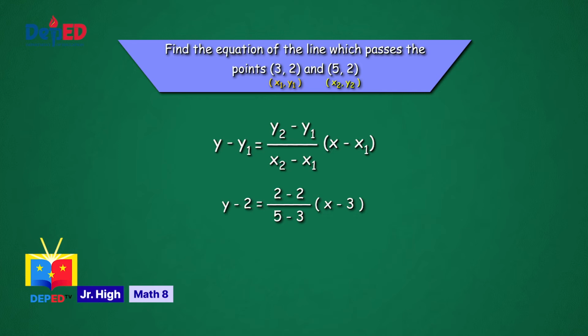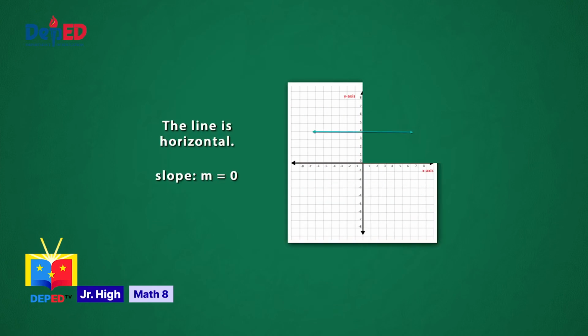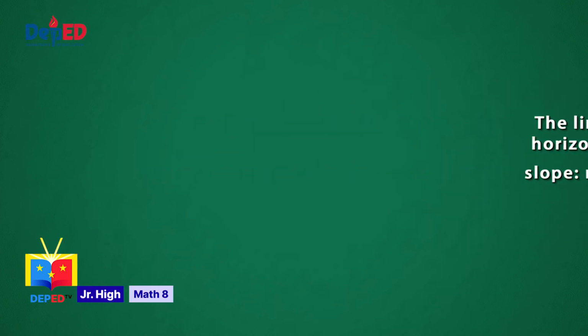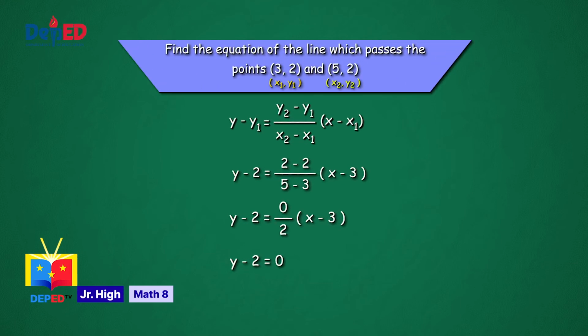What did you notice? The numerator will just be 0. This means that the slope is 0. Do you remember what happens when the slope is 0? The linear equation is a horizontal line. Hence, the equation will be y minus 2 equals 0, or y equals 2.